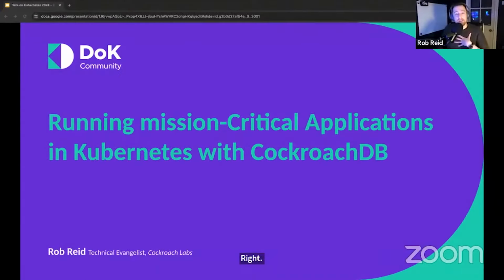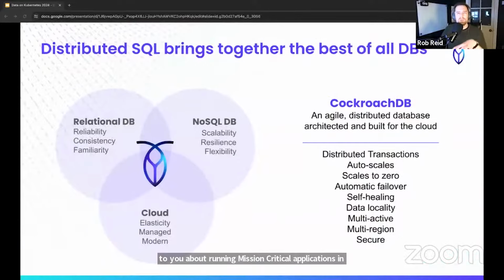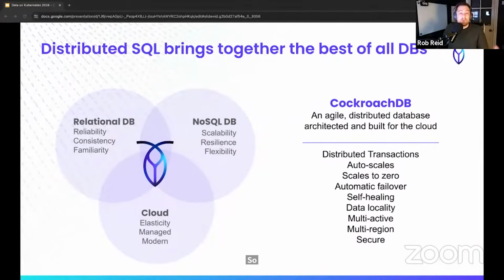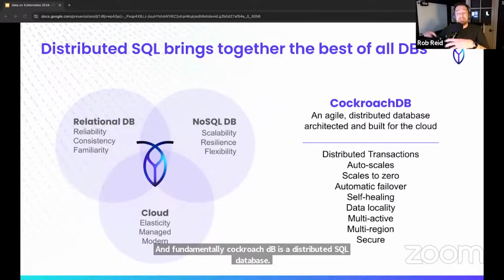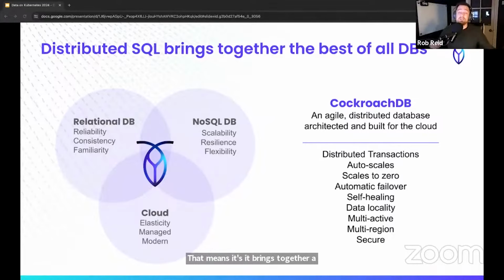I'm Rob Reed, Technical Evangelist at Cockroach Labs, and today I'd like to talk to you about running mission-critical applications in Kubernetes on top of CockroachDB. So it all makes sense to start with distributed SQL. And fundamentally, CockroachDB is a distributed SQL database. That means it brings together a lot of the different database paradigms that we've seen historically.